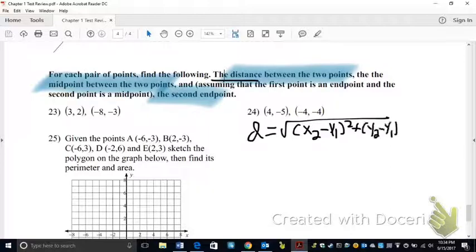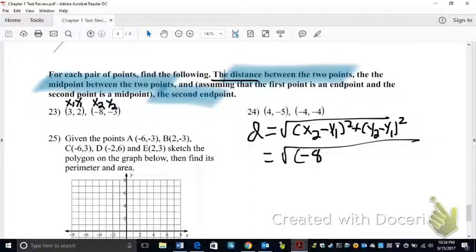First one's pretty simple. Distance. We know the distance equals the square root of x2 minus x1 squared plus y2 minus y1 squared. We're going to label 3, 2 as x1, y1, and negative 8, negative 3 as x2, y2. And again, the hard part's done. We have our equation written down. We know where our points are. We just need to plug them in.